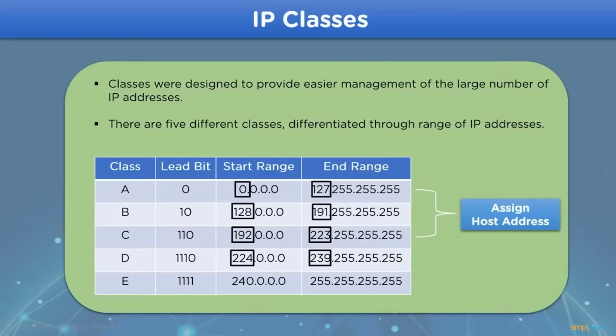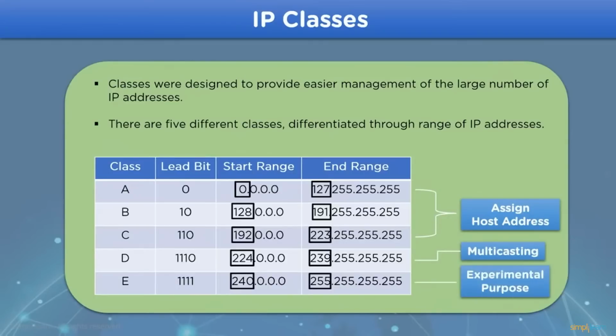Moving on, we have class D, which is used for multicasting. That means it is used to send multiple signals at the same time from a single host, for example in video streaming, where the lead bits are 1, 1, 1 and 0, with network ID ranging from 224 to 239. And then we have class E, where the IP addresses are reserved for research purposes only, ranging from 240 to 255.